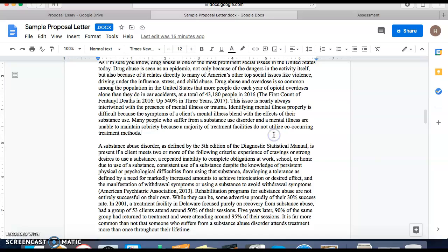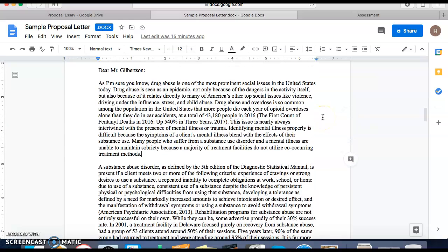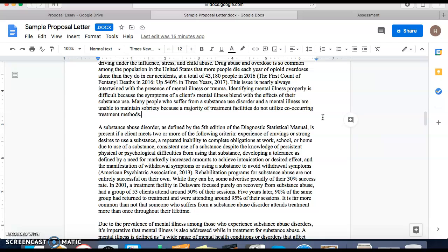And so at the very end of her introductory paragraph, she has a nice thesis statement here. Many people who suffer from a substance use disorder and a mental illness are unable to maintain sobriety because the majority of treatment facilities do not utilize co-occurring treatment methods. So we know that her problem is substance use disorder and mental illness, and we know that her best solution to this problem is co-occurring treatment methods. So all of you guys should make sure that at the end of your introduction, you have a strong thesis statement. That is, this problem can be solved by using this solution.